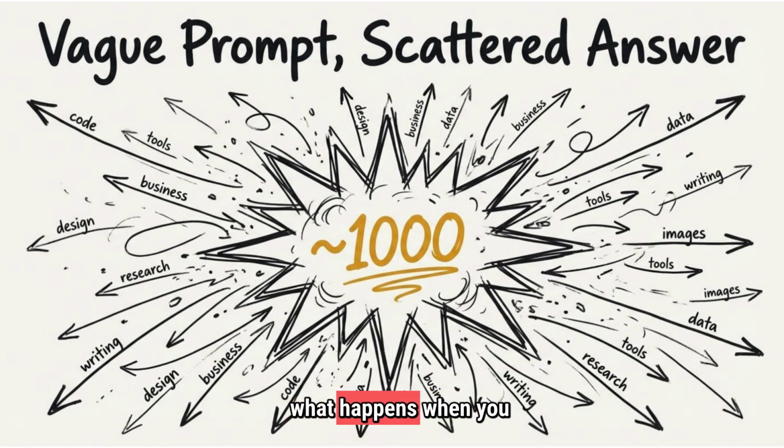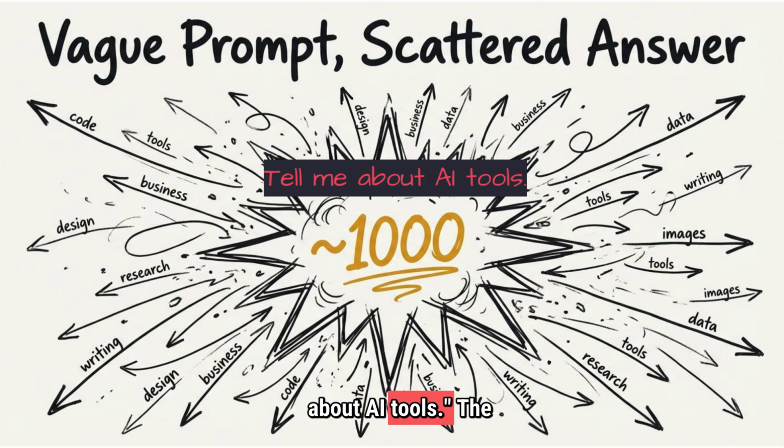So let's look at what happens when you write something vague, something like, tell me about AI tools. The model has no idea what you actually want, so it goes everywhere. Programming tools, design tools, business automation, image generators. There are roughly 1,000 different directions it could take, and because it doesn't know which one you care about, it tries to cover a little of everything. That's how you end up with those surface-level answers that don't actually help anyone.